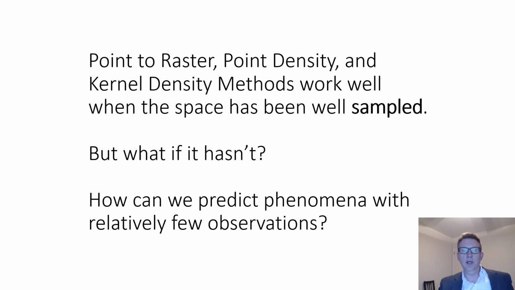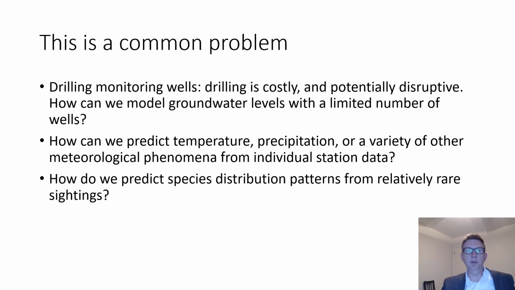There are a lot of times when we really can't afford, for whatever reason, and we'll talk about a couple of those cases, to sample as much as we would like. So how do we predict phenomena with a relatively small set of observations? This is a common problem. A couple of examples to illustrate this.